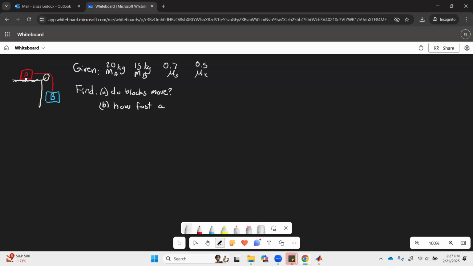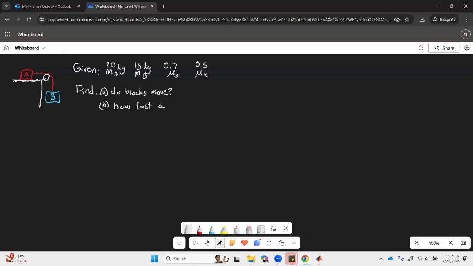We've got block A sitting on a table with friction. We've got block B hanging from that table and not touching the wall, so no friction on B. And we need to know here if the blocks move and then how fast, or what is their acceleration.